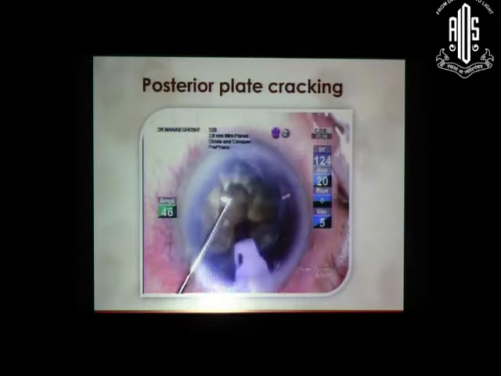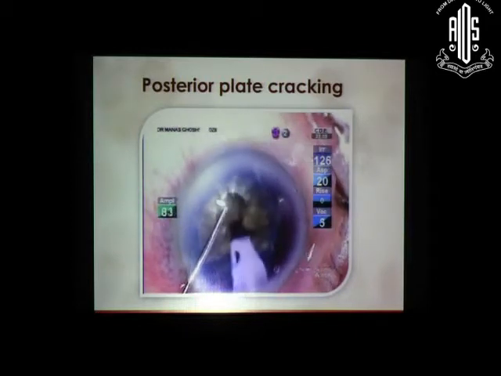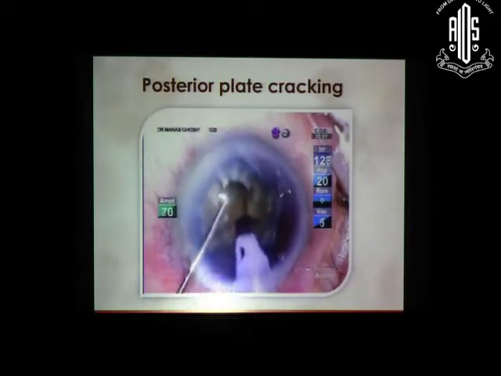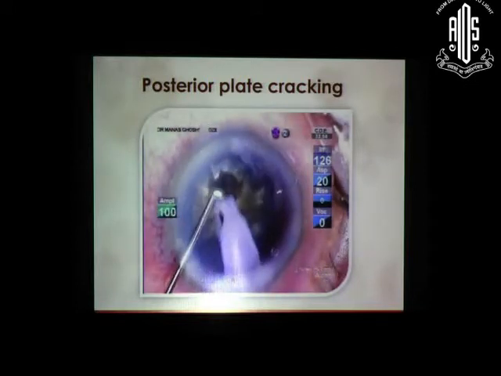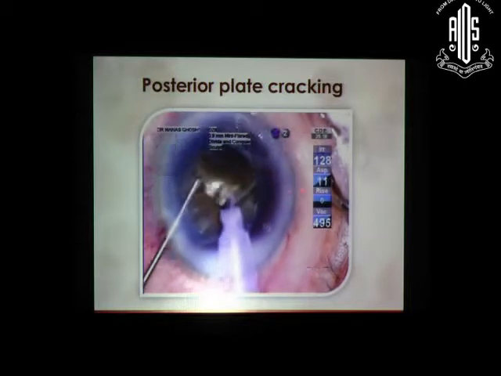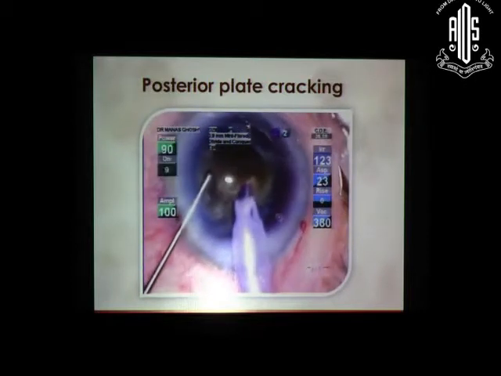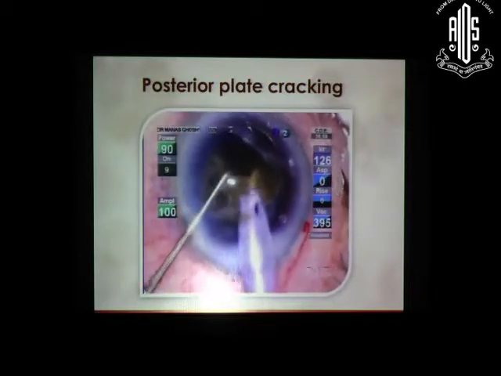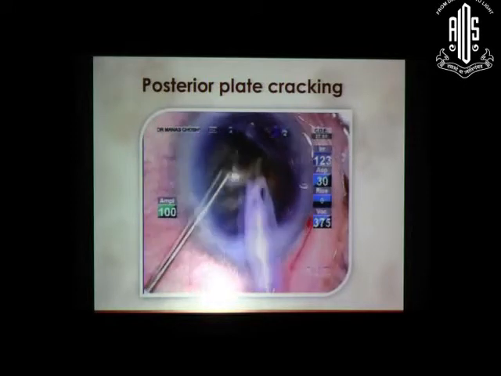See, once I chop, now I am trying to remove the fragment, it's not coming. Then I realize that my posterior plate is very thick. Then I switch on to the FECO 1 setting, and I trench a little bit in the center part. Now the fragment is easily coming.